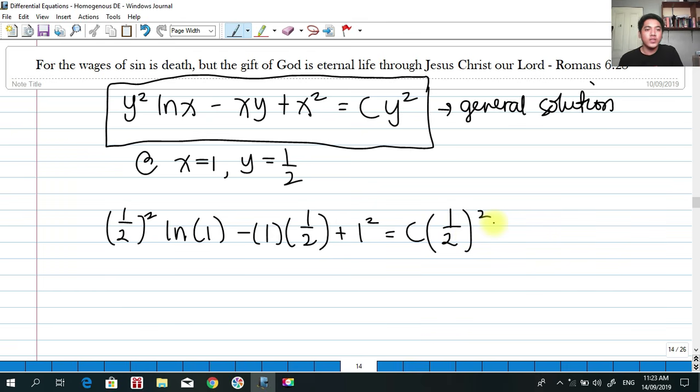Okay, we simply substituted the value of x and y in our general solution in order for us to find the constant of integration. So 1 half squared is 1/4 times ln of 1. This is simply 0 because ln of 1 is 0. So this would be 1 times negative 1 half is negative 1 half plus 1 squared, which is 1. This should be 1 over 4.